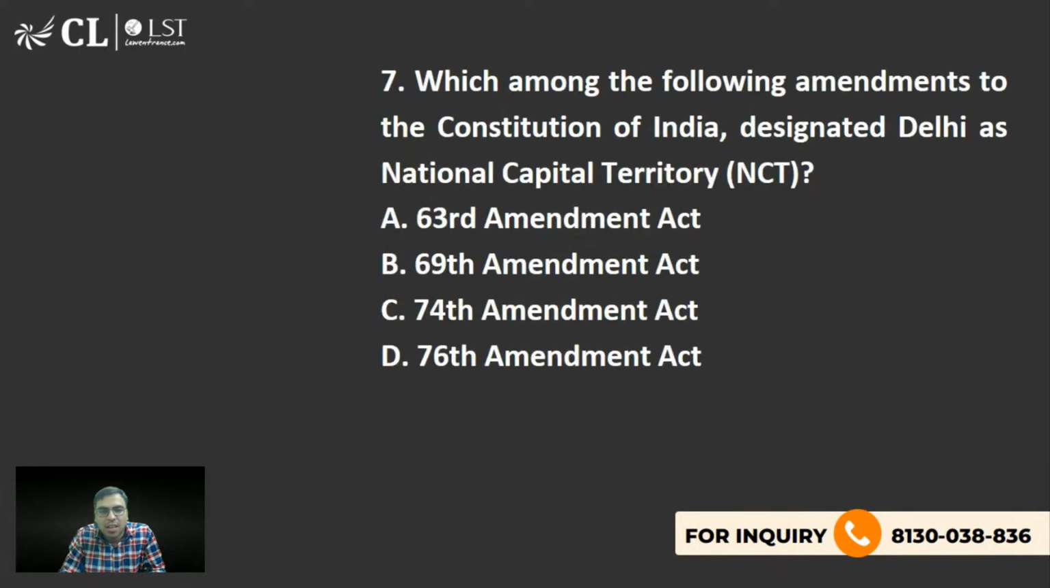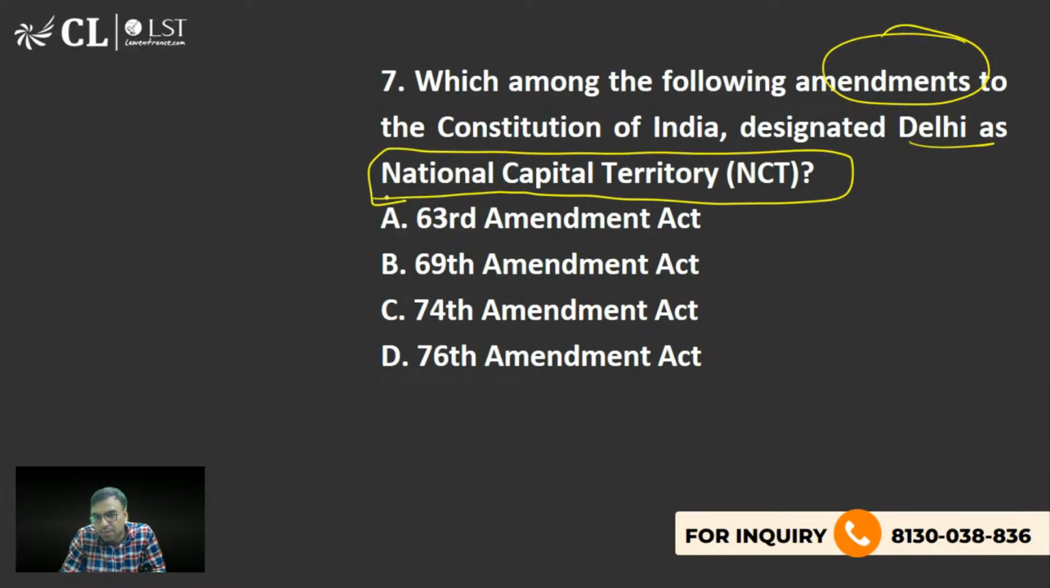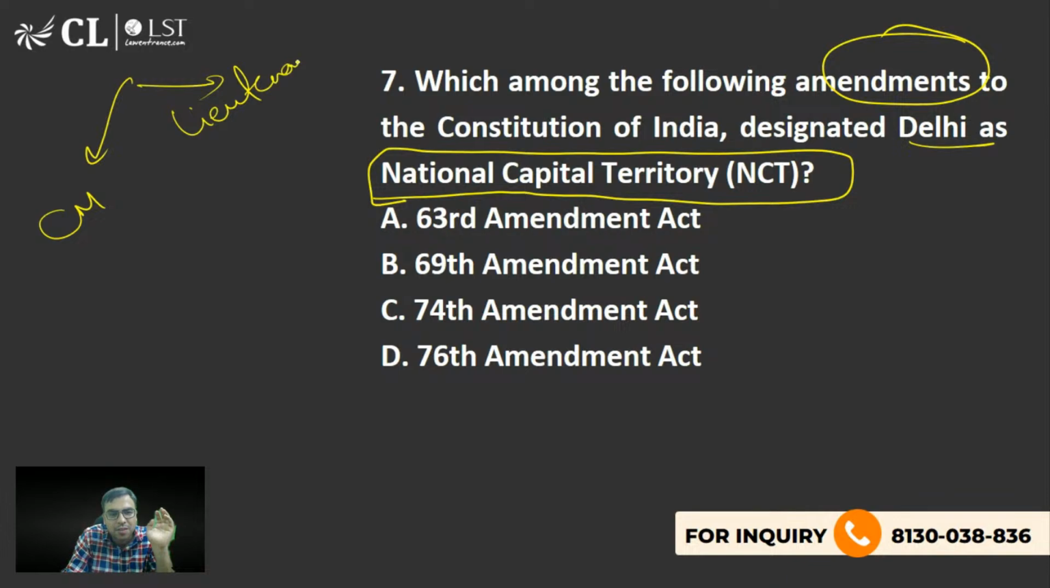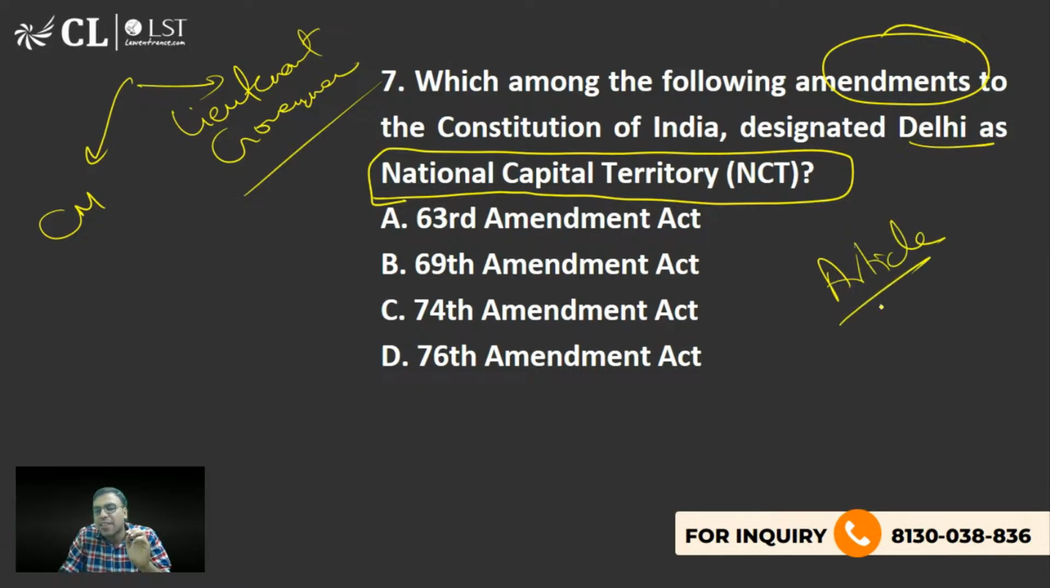Theek hai. The next one is, which among the following amendments designated Delhi as NCT, National Capital Territory? So the current setup we are having in Delhi, Chief Minister and Lieutenant Governor. The Lieutenant Governor, I hope you are aware, as compared to any other governor of state, has more power. Okay. So please tell me that this current setup, the constitutional setup, was brought by which amendment and which article was inserted? Because recently we have seen Delhi elections, in February, so that is why this can be asked.